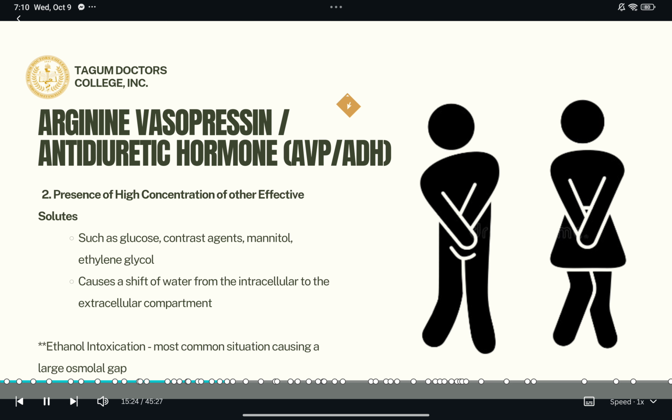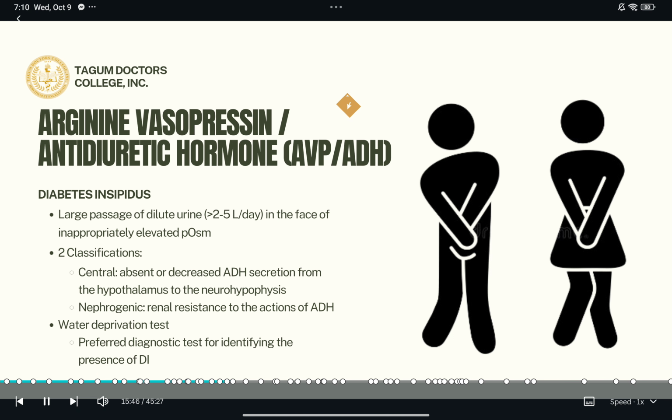Next, we have the presence of high concentration of other effective solutes such as glucose, contrast agents, mannitol, or ethylene glycol. Okay, it causes a shift of water from the intracellular to the extracellular compartment. So the most common situation causing a large osmolar gap would be our ethanol intoxication. Okay. Next, we also have your diabetes insipidus.